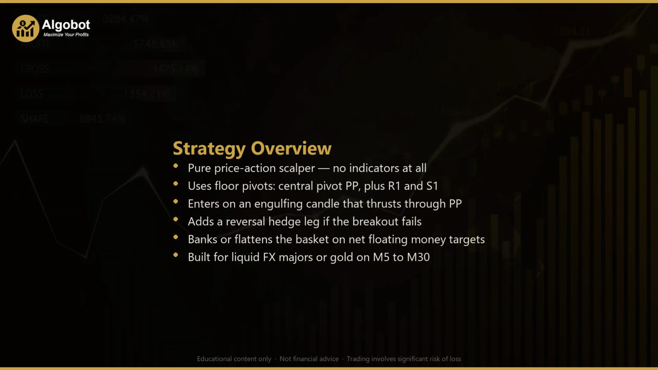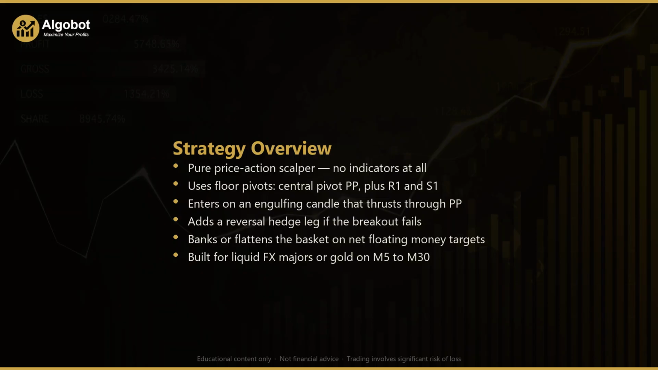Engulfing Thrust Hedge is a short-term, price-action strategy that builds everything from the candles themselves. There is no indicator buffer to read. Every closed bar, the strategy looks back over a window of recent candles and calculates the classic floor pivots. It takes the highest high, the lowest low, and the closing price of that window, and from those three numbers it derives the central pivot, which the code calls PP, along with the first resistance pivot, R1 above it, and the first support pivot, S1 below it. The central pivot is the line that tends to separate bullish control from bearish control during the session.